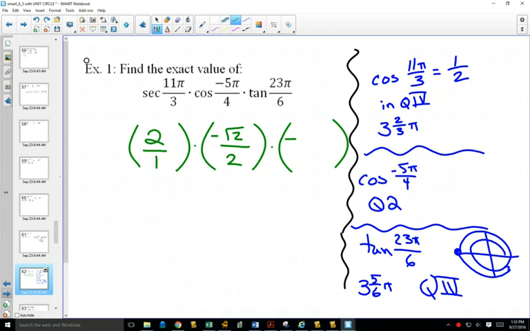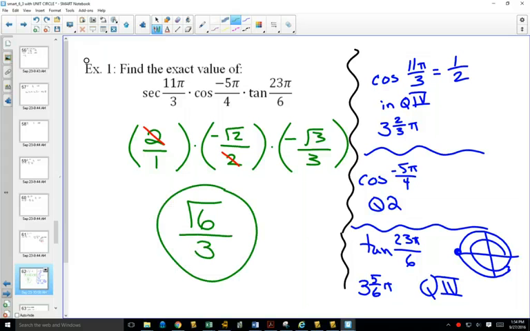Pi over 6 family for tan is root 3 over 3. So again, if you know your quadrant 1, that'll tell you the value. And then your quadrant will tell you whether it's positive or negative. When we multiply this all through, I can simplify 2 divided by 2 to be 1s. Negative times negative will be positive. Root 2 times root 3 will be root 6 over 3.